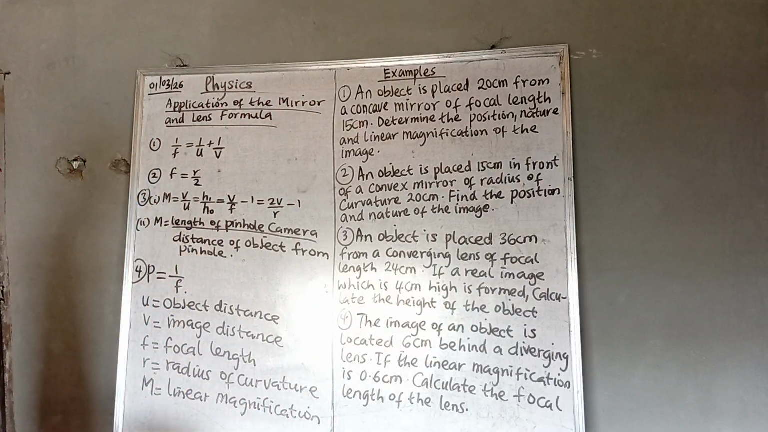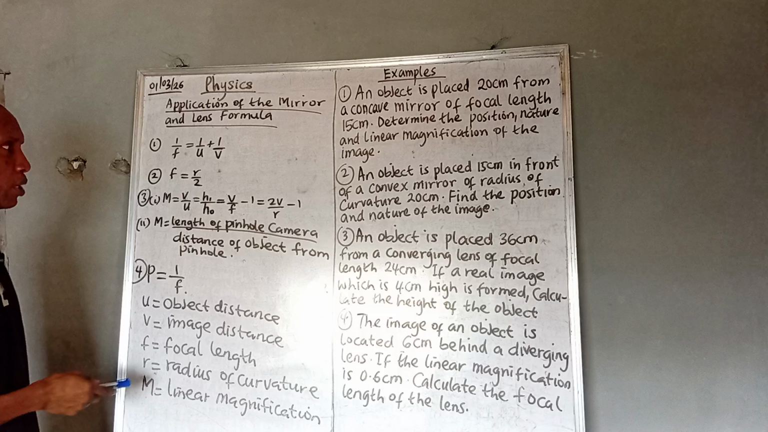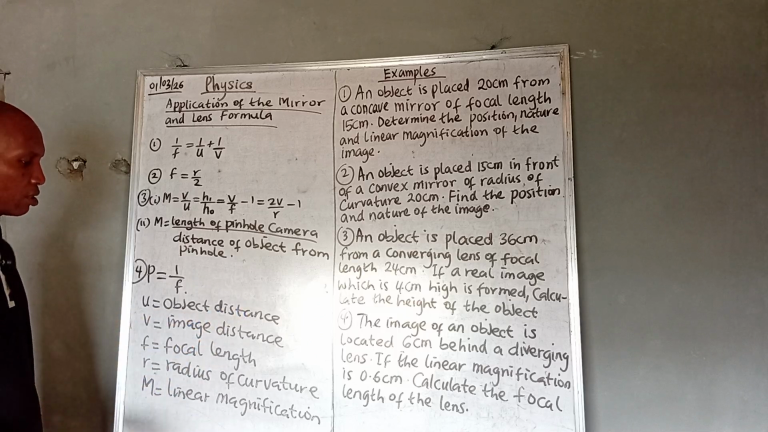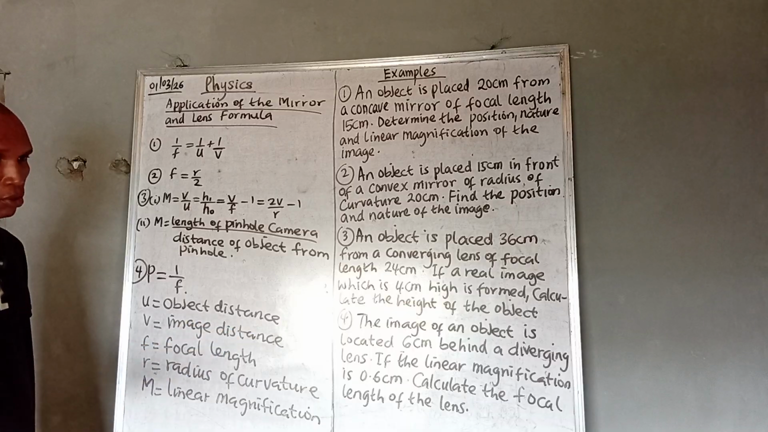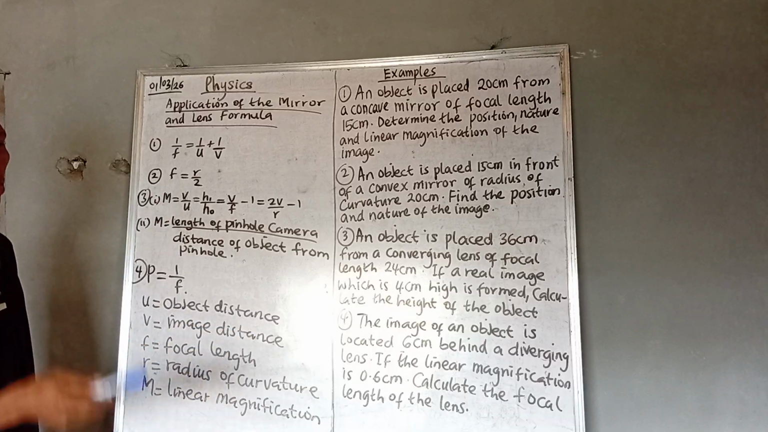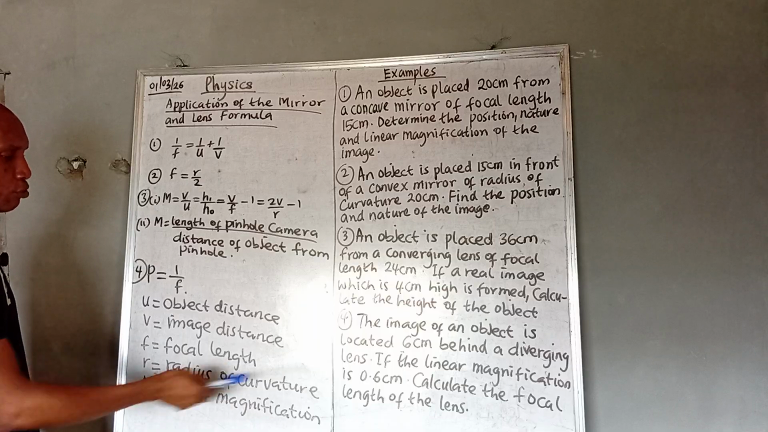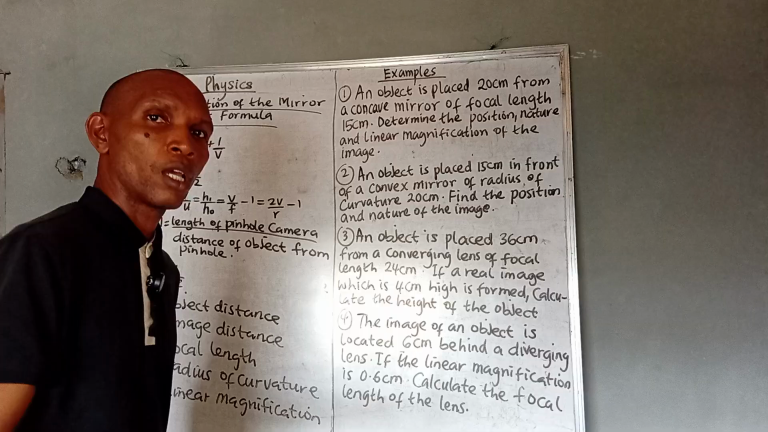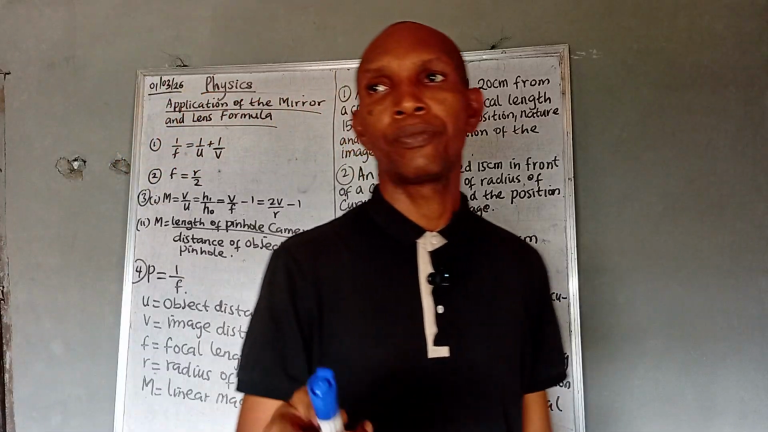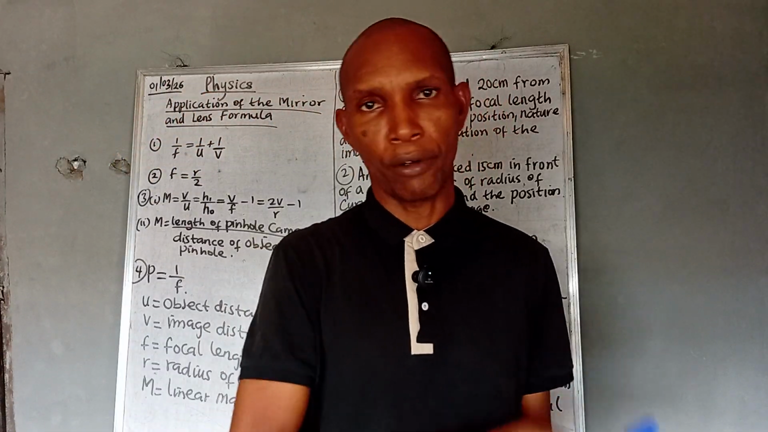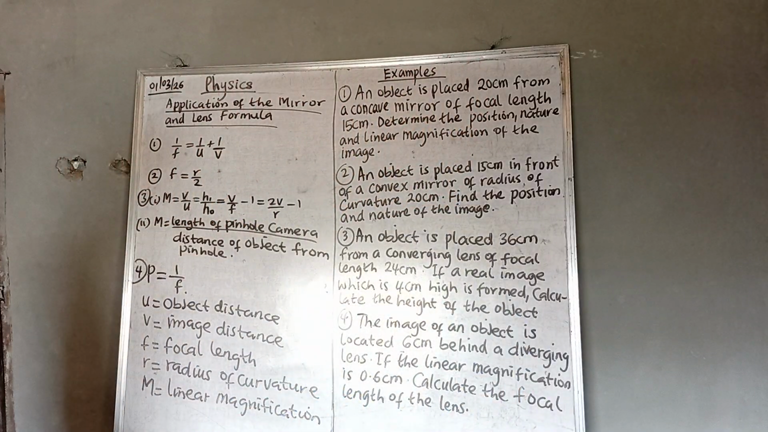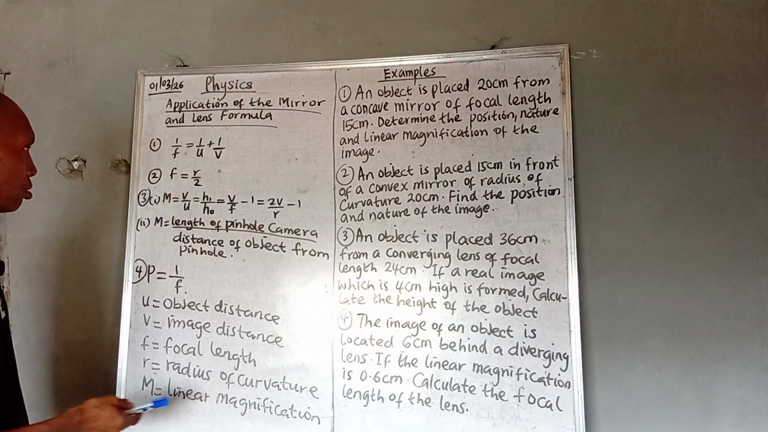Now, we have a set of formulae to apply. You must not forget that U represents the object distance, V is the image distance, F is the focal length of the mirror or lens. R is the radius of curvature. The radius of curvature is the radius of the sphere from which the spherical mirror or the lens was cut.